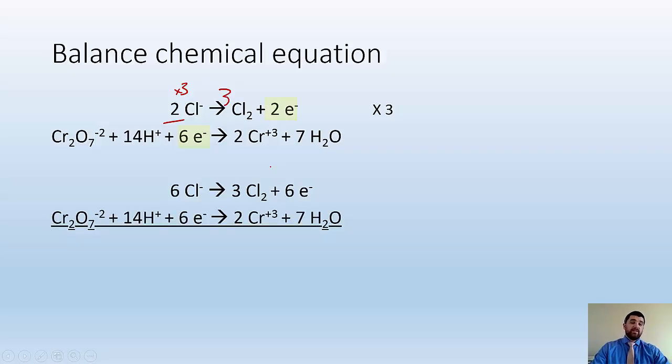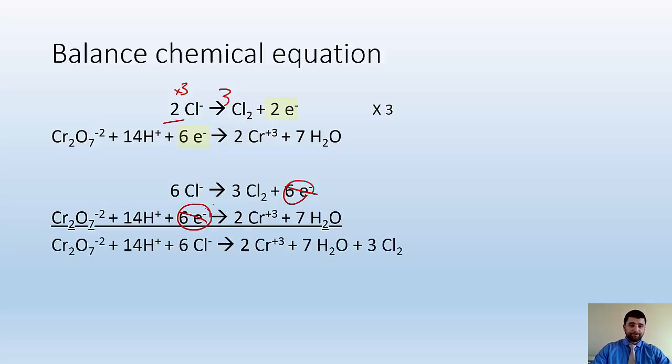And I didn't have to do anything to my other equation because now they're equal. So now, in this process, if 6 electrons are being lost and 6 electrons are being gained, we can cancel them out and now add everything else together and get one combined chemical equation. Like this, right? And I can't simplify it anymore, so I'm done.